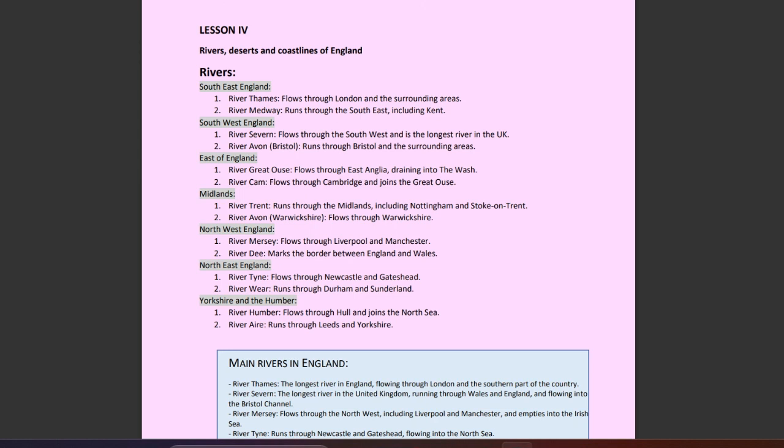Welcome, guys. Today we are going to see lesson 4, and we're talking about rivers, desert, and coastline of England. So, in this part, we can see classification of river according to the region. For example, we have Southeast England, we have River Thames and Medway.